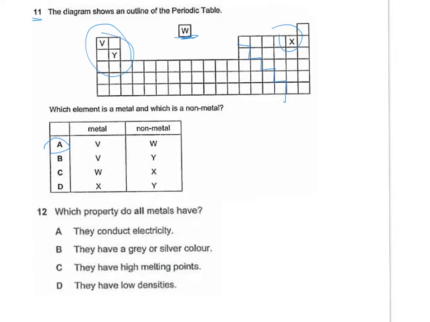Question 12, do by elimination. Even if you do not know, all metals do conduct electricity. Not all metals are grey or silver. Not all of them have high melting and boiling points. In fact, mercury is the only one that exists as a liquid. They all usually have high densities except for your group 1 which has relatively lower densities than other metals. Answer for question 12 would be A.